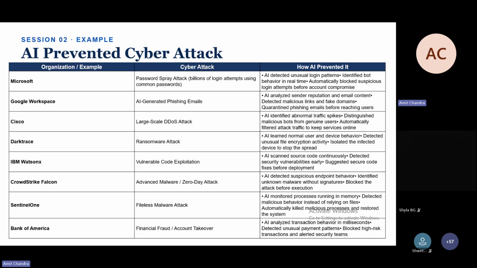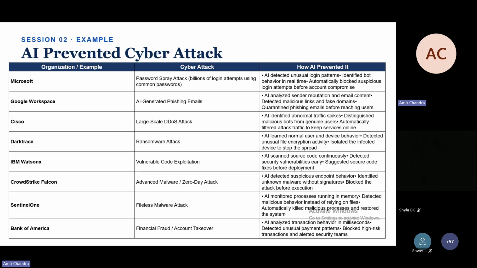CrowdStrike Falcon handles advanced malware and zero-day attacks. It detects endpoint behavior, and detects whether a particular email with an attachment has a malicious signature or not, and blocks it. SentinelOne handles fileless malware attacks. AI monitors processes running in memory, in the RAM, detects the malicious behavior, and automatically kills it.